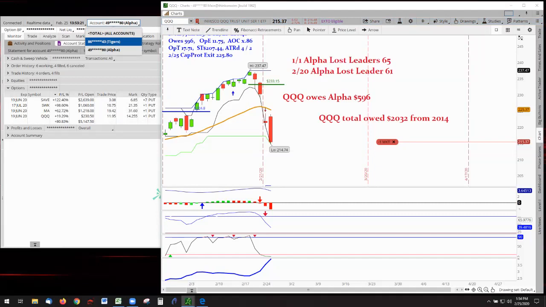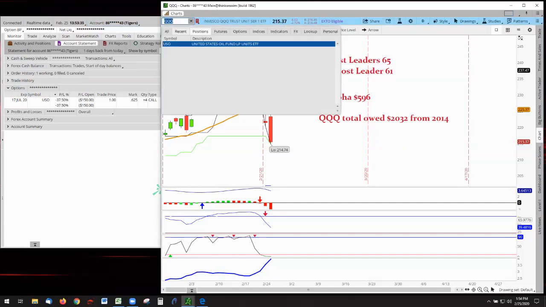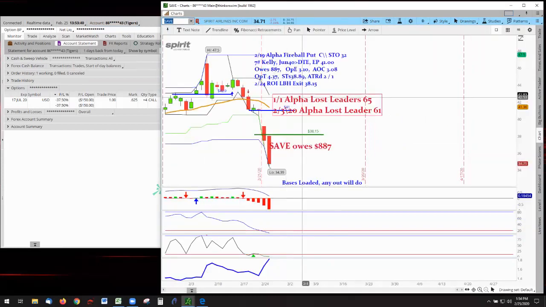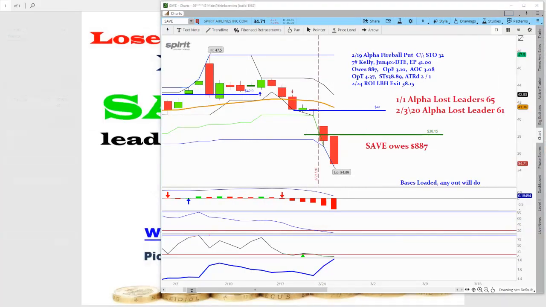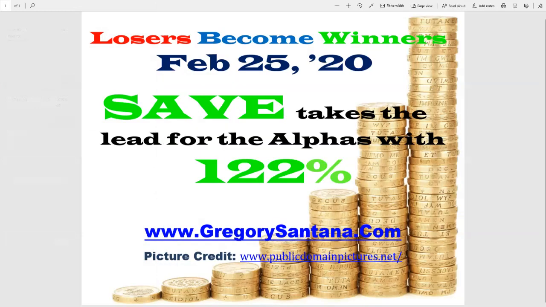Let's go over to the Tigers League. No, USO is down. They have some buying power with all the puts coming about. We got to go check to see what's happening there. So concluding with today, we're going to go right here to our big baby of the day, and that is SAVE. At 122%, and that concludes today's losers become winners. Oh, I'll learn how to do this correctly. And there it is. Okay.